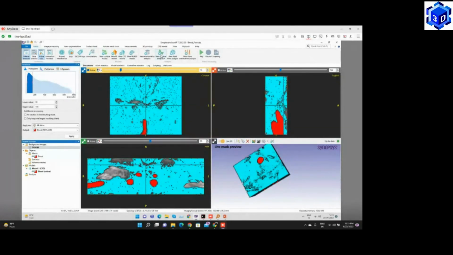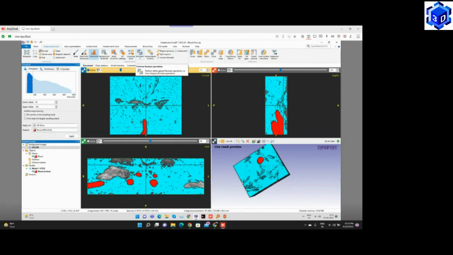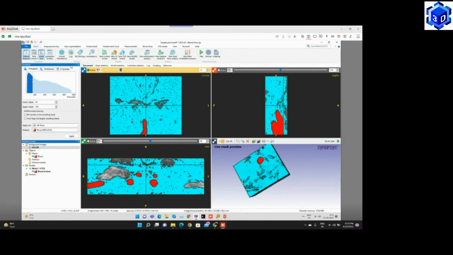Most of the tools depend upon your application area. If you are just working on the segmentation part, then the 3D printing or other tools are redundant for you. It's completely dependent upon your application area. So basically that's it for the presentation. If anybody has any questions related to the software or the presentation, feel free to ask me.